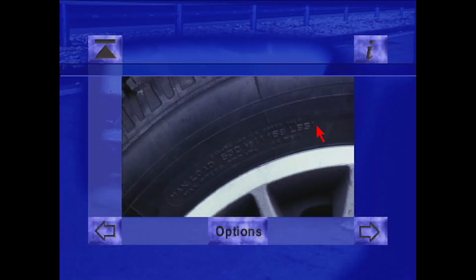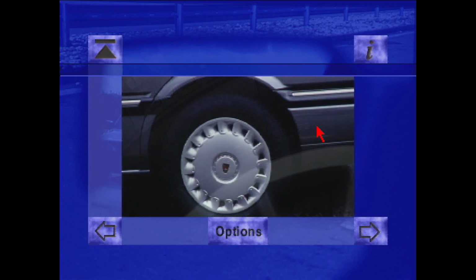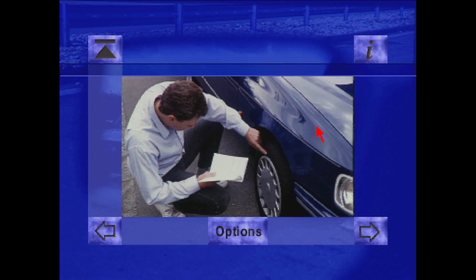The exact specification of a tyre is moulded onto its sidewall. If your car is brand new, the manufacturer will have fitted the correct tyres. But if you take over a car from another driver, make sure that all 4 tyres are as specified in the car's handbook.